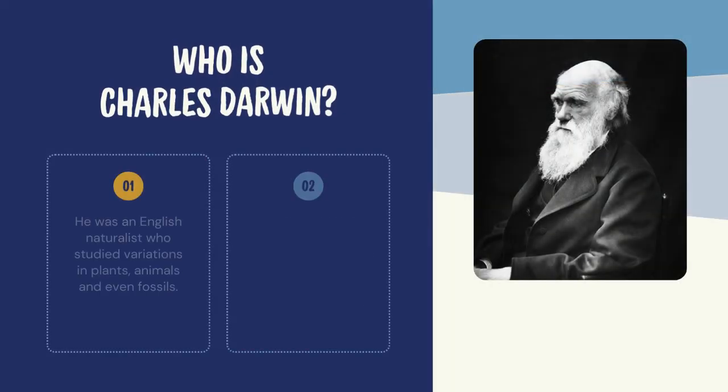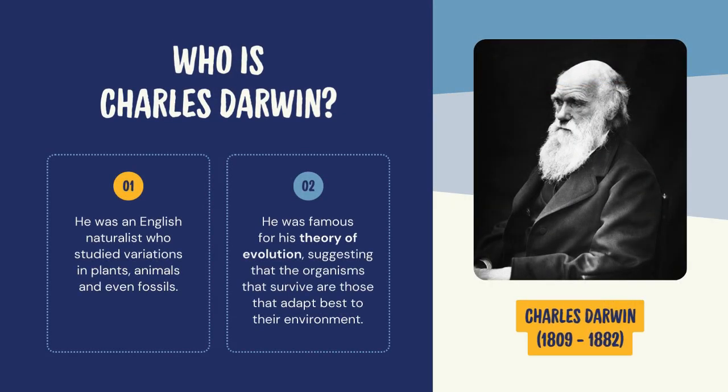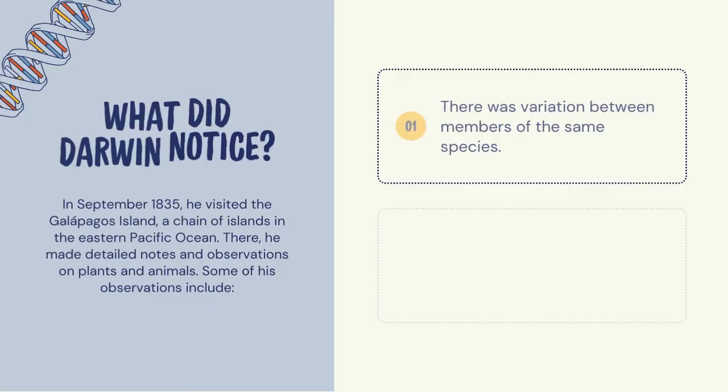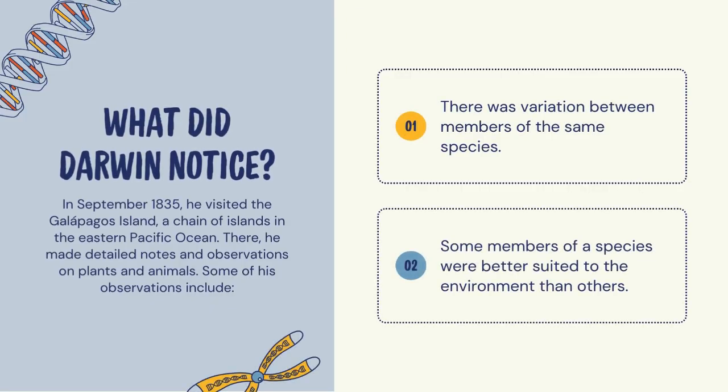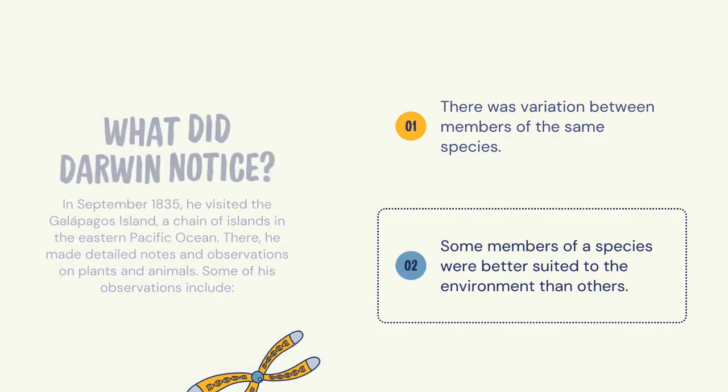Who is Charles Darwin? He was an English naturalist who studied variations in plants, animals, and even fossils. What did Darwin notice? In September 1835, he visited the Galapagos Islands, a chain of islands in the eastern Pacific Ocean. There, he made detailed notes and observations on plants and animals.